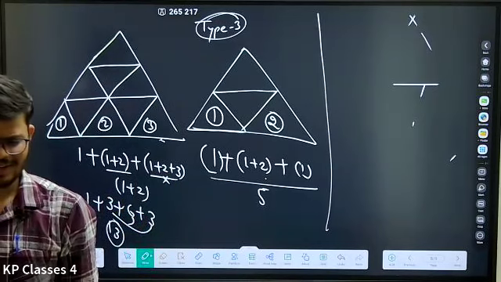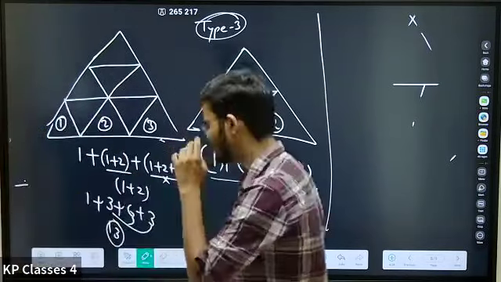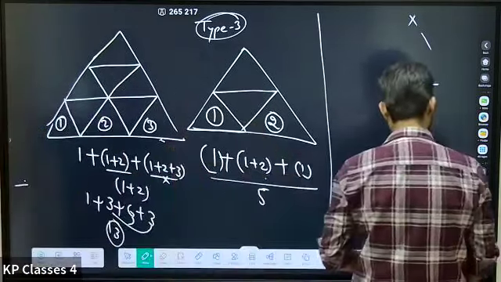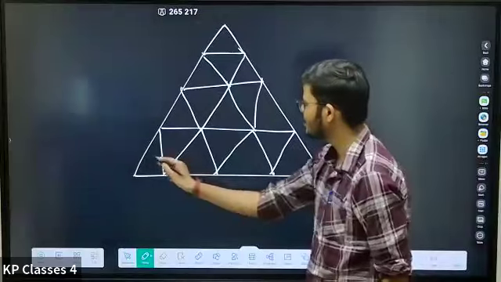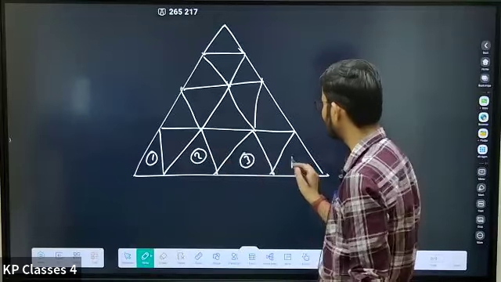6 and 6 will be 12, and then that's how we are getting this. Right? 13 will be the right answer. Now, here in this case, this will be counted as 1, this will be counted as 2, this will be counted as 3, this will be counted as 4.